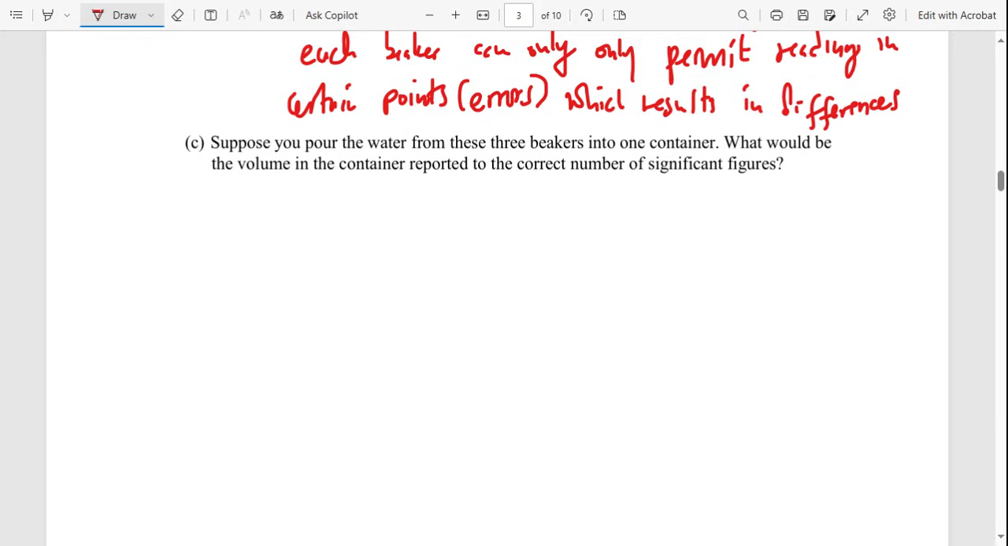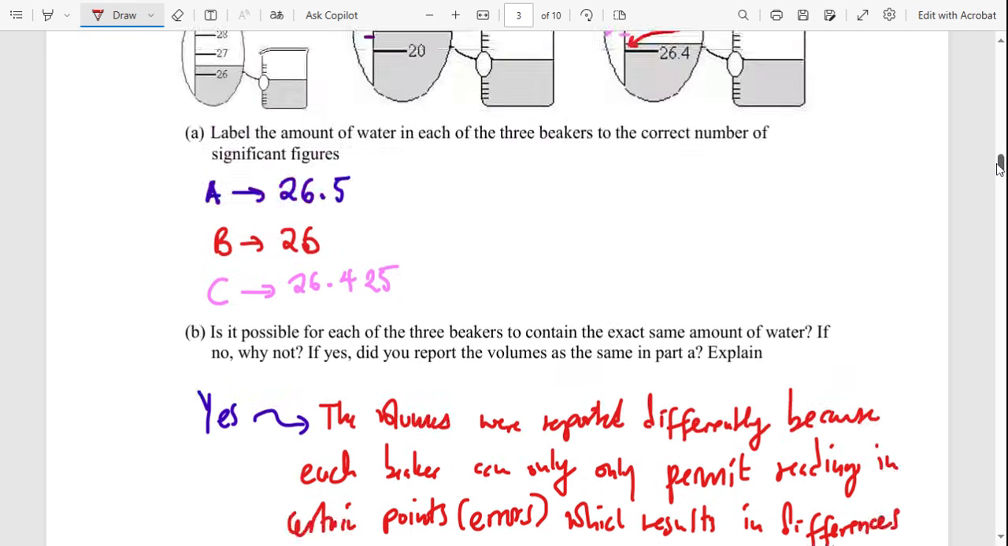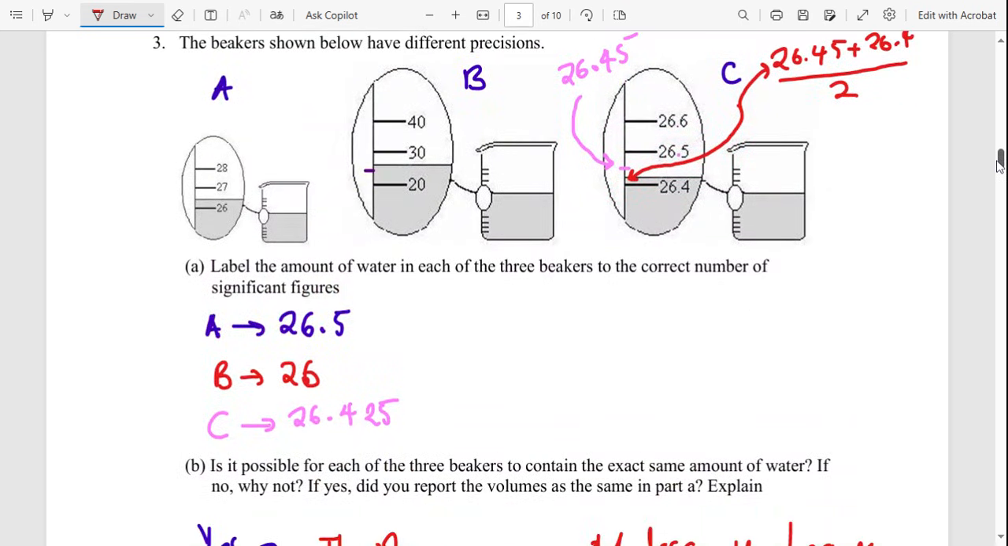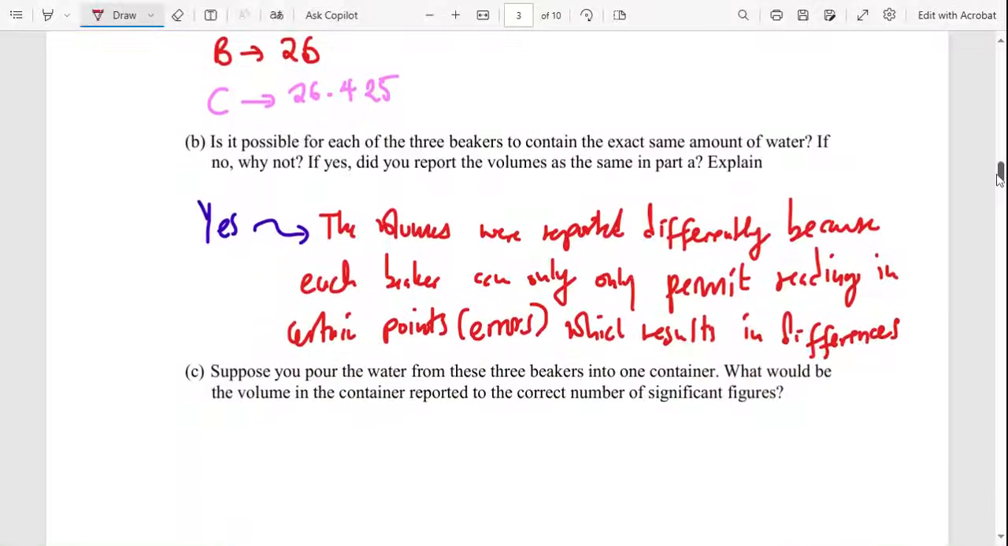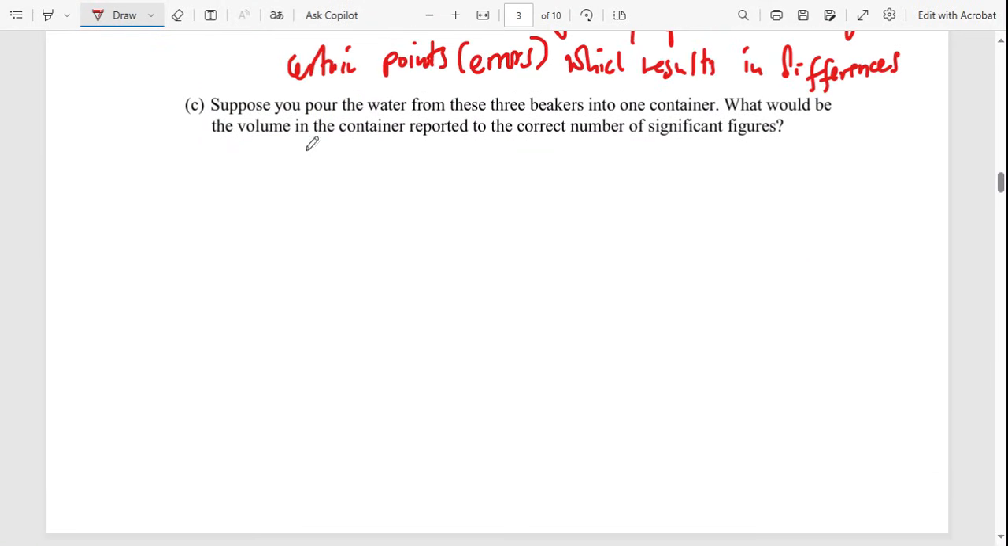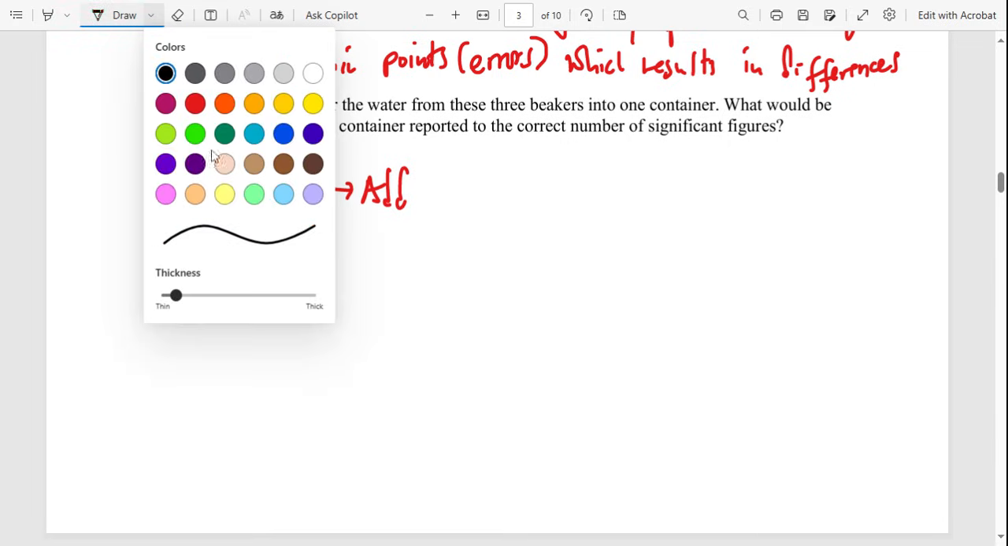All right. So the next question is saying, suppose you pour the water from these three beakers into one container. What will be the volume in the container reported to the correct number of significant figures? Now, this is basically you understanding. If you pour, pouring is what? Is addition. Okay? So if you pour, you are going to add the volumes. So let's add those values that we have found.